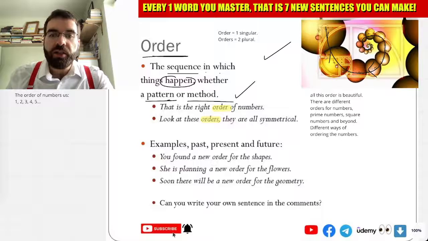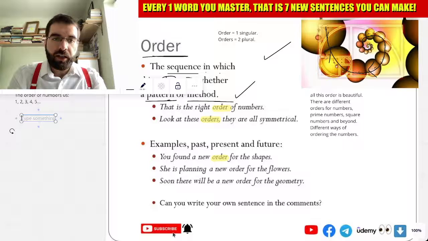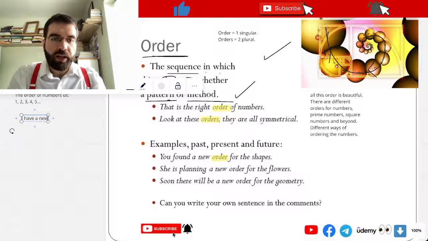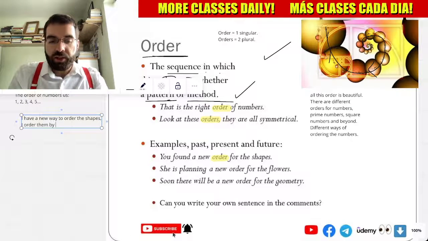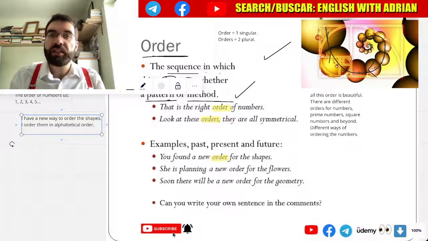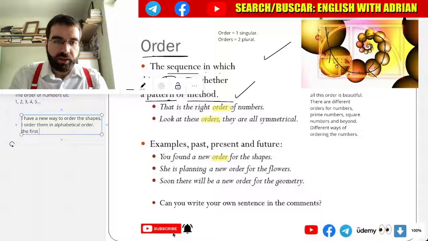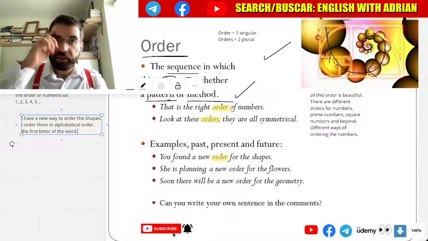So, you found a new order for the shapes. Yeah, I have a new way to order the shapes. I order them by, I don't know, I order them in alphabetical order. Yeah, the first letter of the word. Yeah. How cool is that?